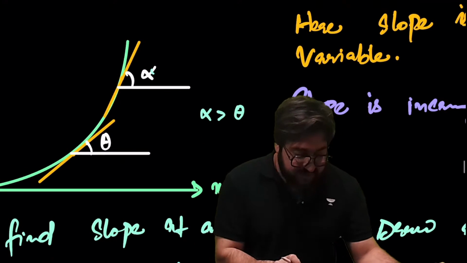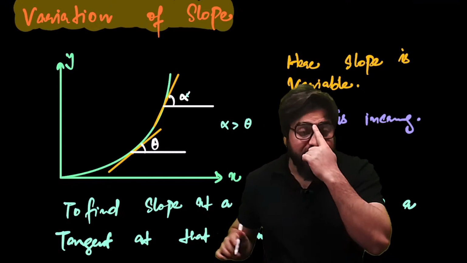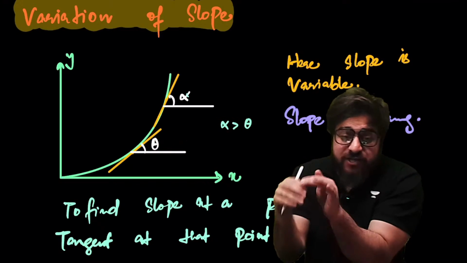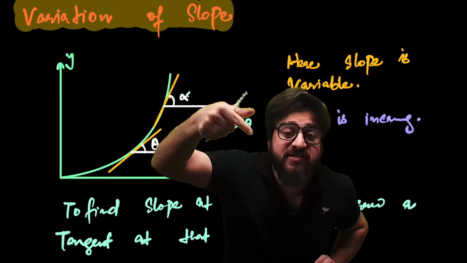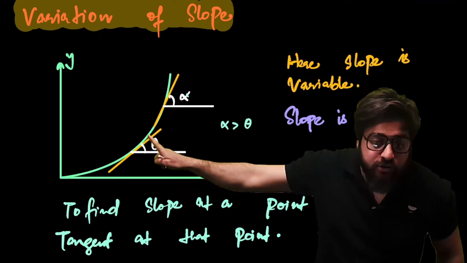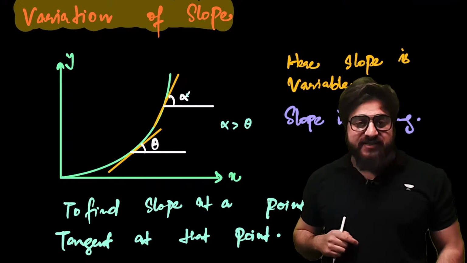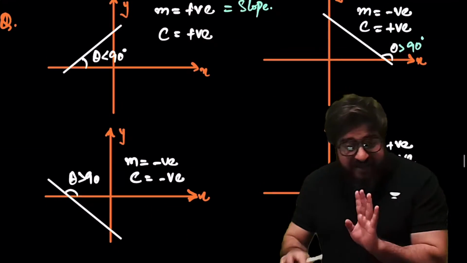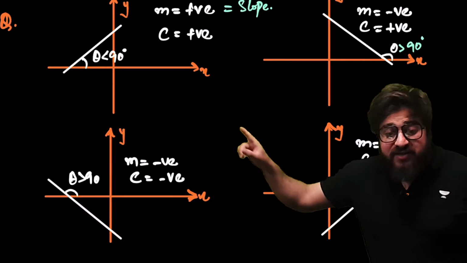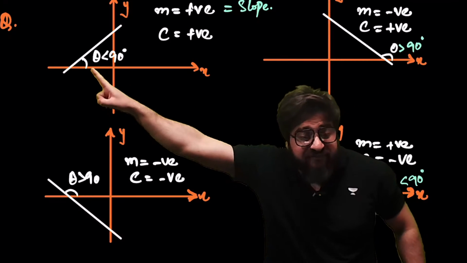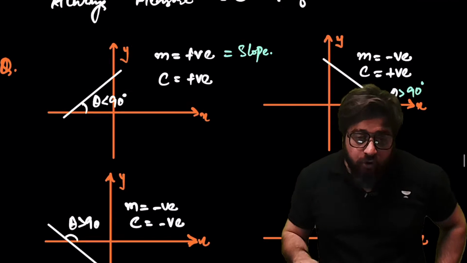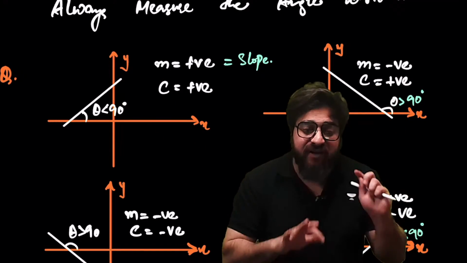Now, my dear friends, this is the case of a curved graph. In case of a curve, we say slope is changing. So in this case, slope is increasing. But when it comes to a straight line, slope at every point is the same. Slope in this case is positive, but at every point it is the same.